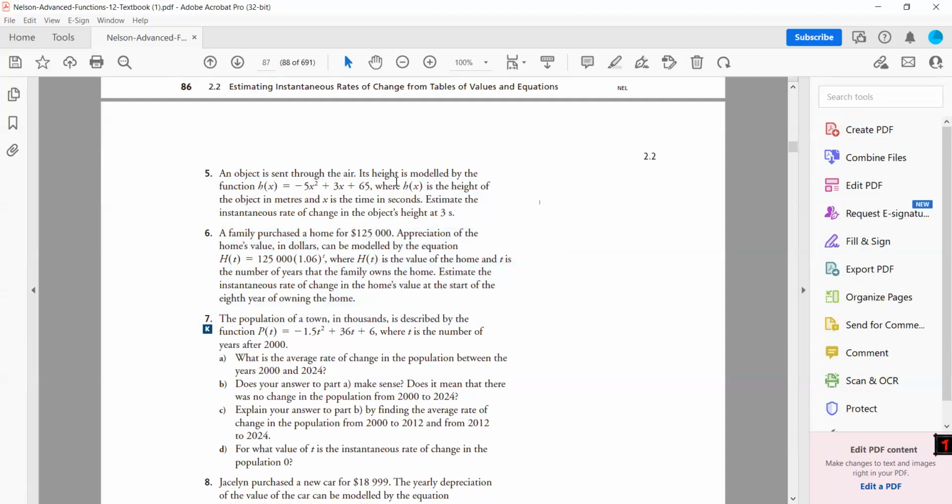An object is sent through the air. Its height is modeled by the function h of x equals negative 5 times x squared plus 3x plus 65, where h of x is the height of the object in meters and x is the time in seconds. Estimate the instantaneous rate of change in the object height at 3 seconds. I would use the algebraic approach where I take some small h value and my average rate of change function would take the following form.